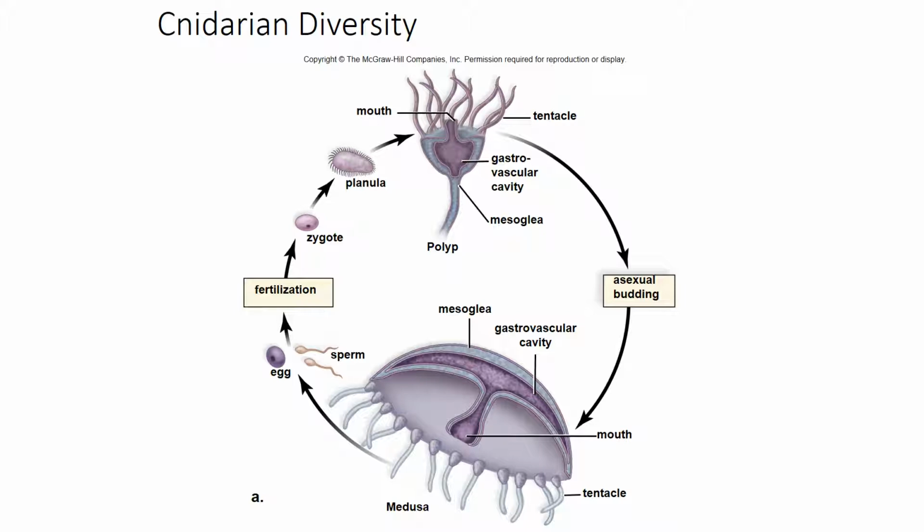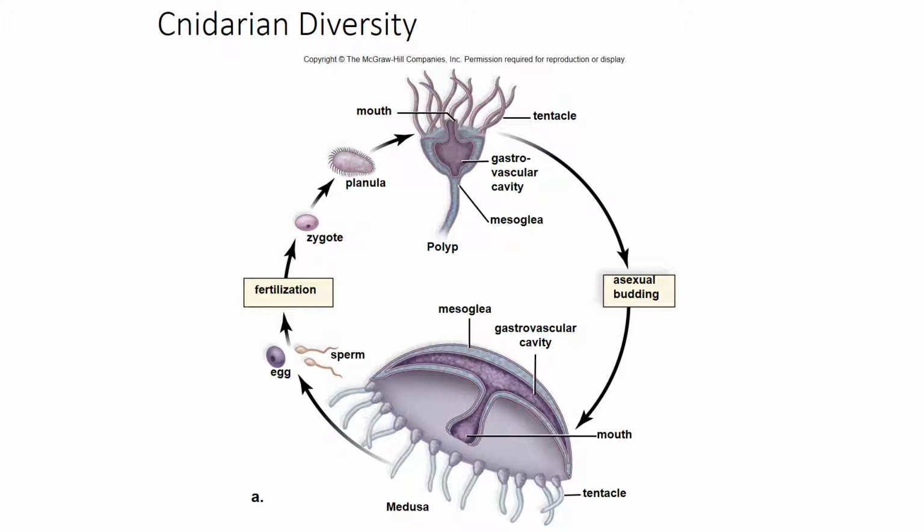Now, here's the life cycle of cnidarians. Basically, the mouth of a polyp is directed upwards, and the mouth of a medusa is going to be directed downwards. And some cnidarians actually have a polyp and a medusa stage where they constantly rotate through. And then in others, one stage may be dominant or absent altogether.